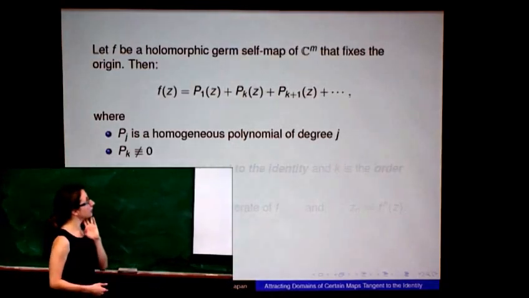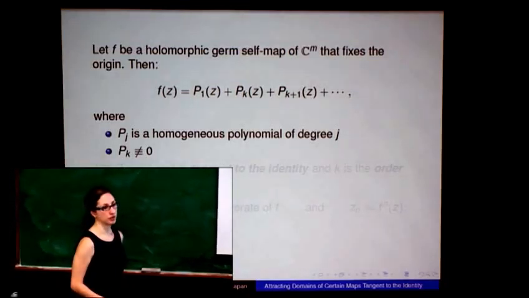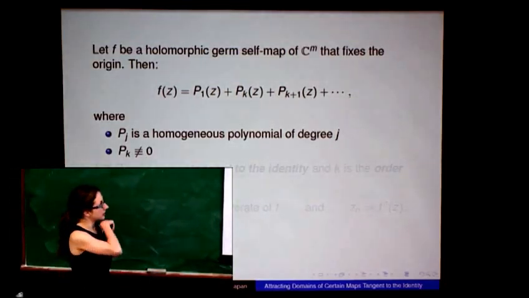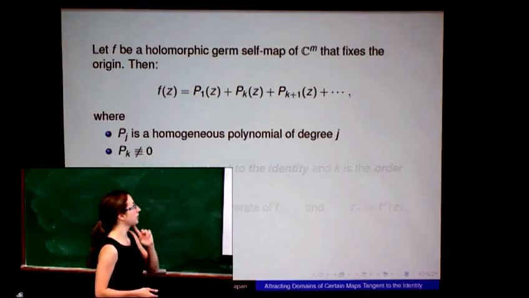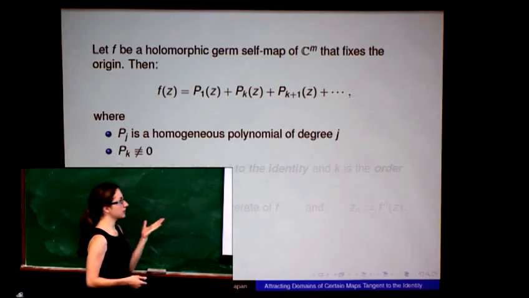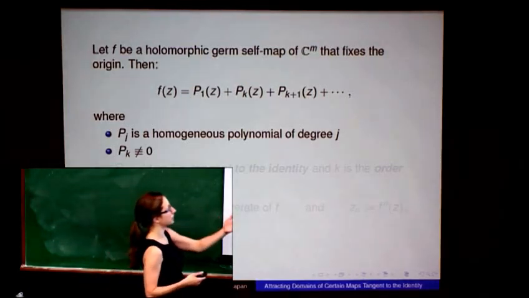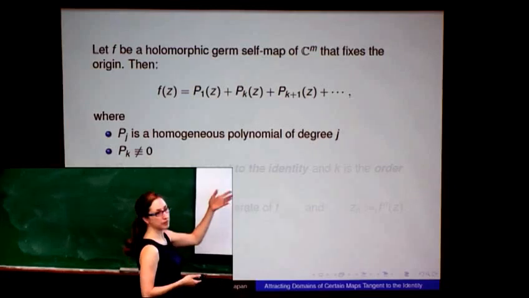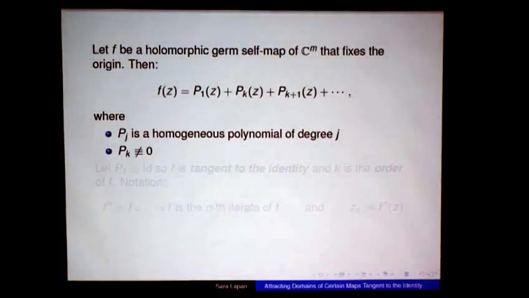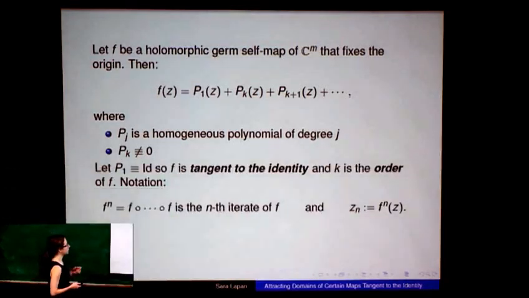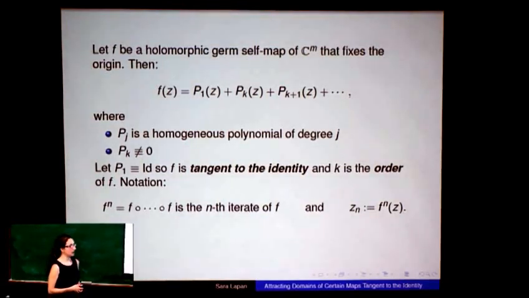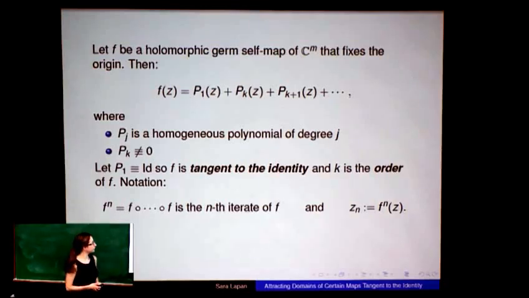So first of all, we want to assume that F is a holomorphic germ self-map of C^m that fixes the origin. So we can write F in this form: F of z equals P_1 of z plus P_k of z plus P_{k+1} of z, and so on, where each of these P_j is a homogeneous polynomial of degree j, and we're assuming that the kth one is non-zero. If we then assume that P_1 is the identity, then we call this map tangent to the identity, and k is the order of F.